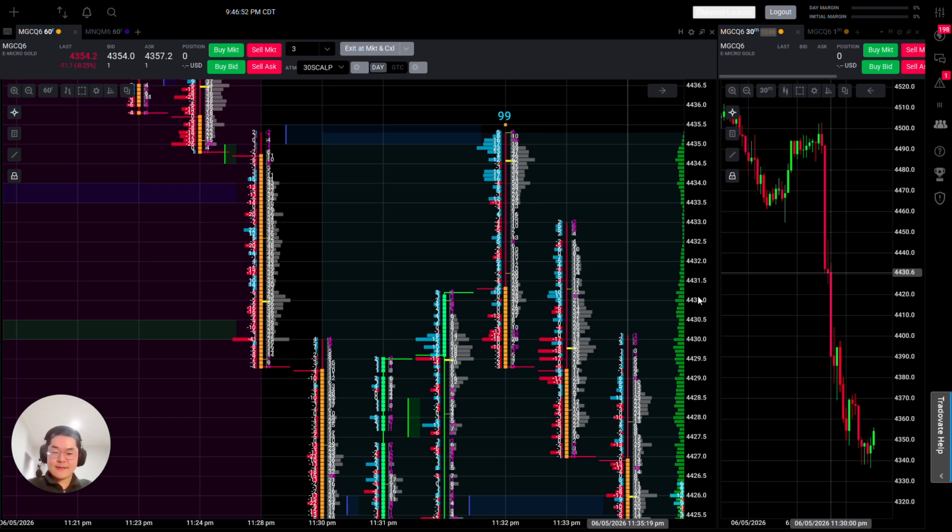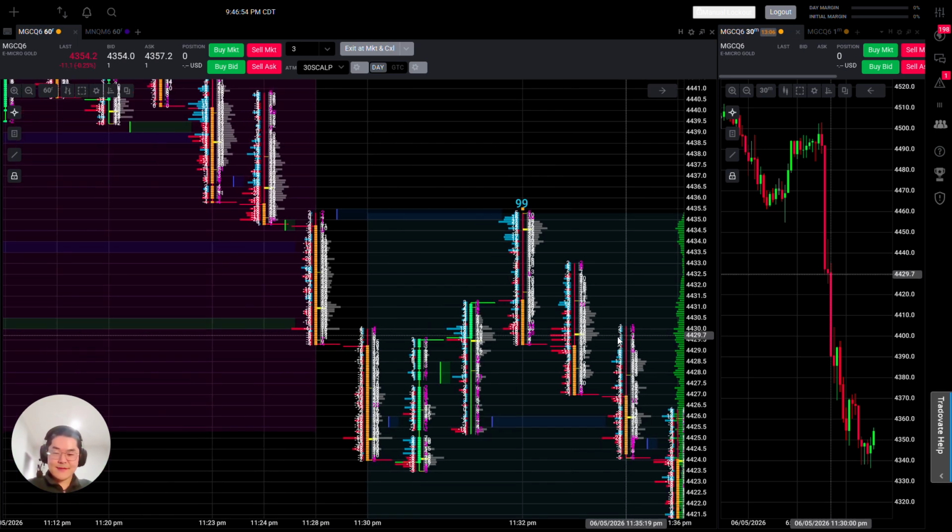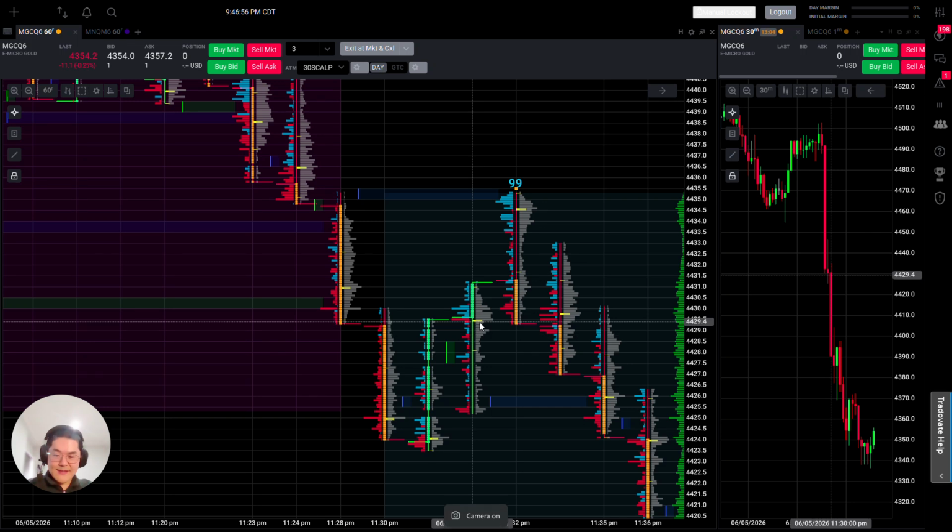All right. And then lastly, we have this yellow line in here, which is called the bar POC, the point of control, which is just the highest amount of volume within this candle.